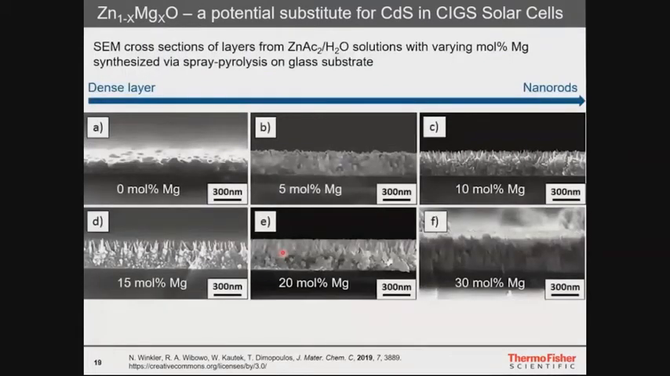If we first have a look at cross-sections of the layers which were produced by the spray pyrolysis with varying magnesium content in the solution, you can see that with no magnesium, we have a very dense, nice layer. And upon increasing the magnesium content, we get nanowall growth on top of the dense layer, which increases with increasing magnesium content.